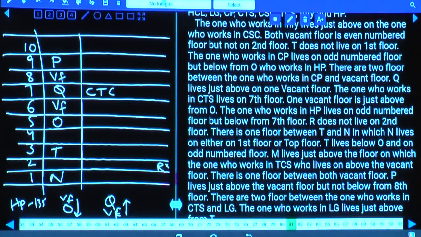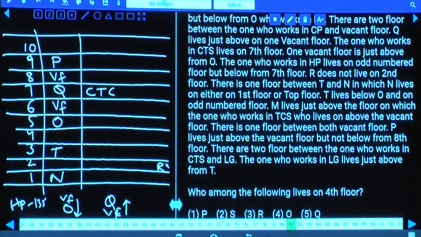but not below the 8th floor. There are two floors between the one who works in CTS and LG. Between CTS and LG, there must be exactly two. LG can be either here or here. There are two in between these two. The one who works in LG lives just above T. As T is at this place, LG must be at this place. Now we have fixed this one.